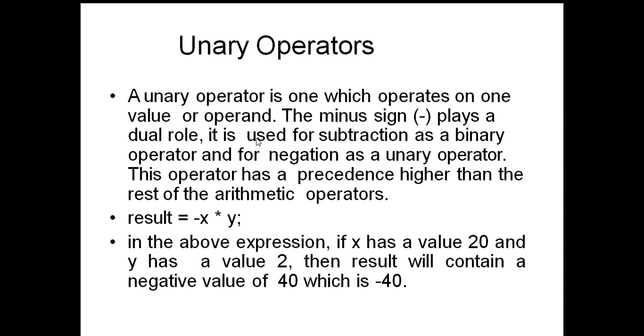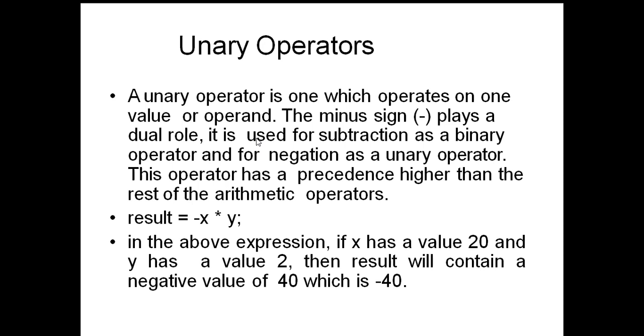The minus sign plays a dual role. It can be used for subtraction as a binary operator and for negation as a unary operator. This operator has a precedence higher than the rest of the arithmetic operators. So the unary minus has higher precedence than the rest of the arithmetic operators. Result equal to minus x into y.